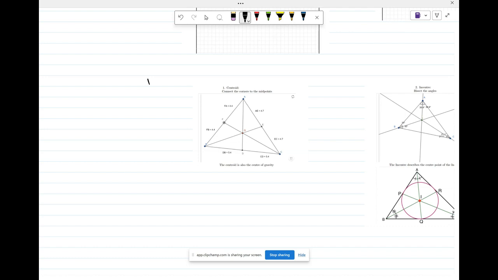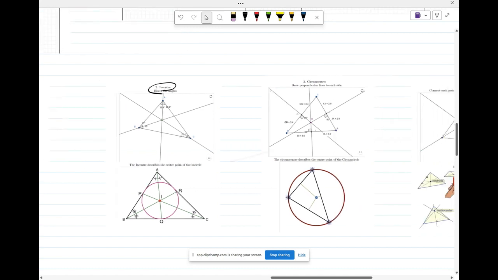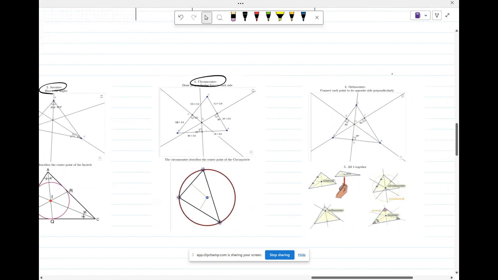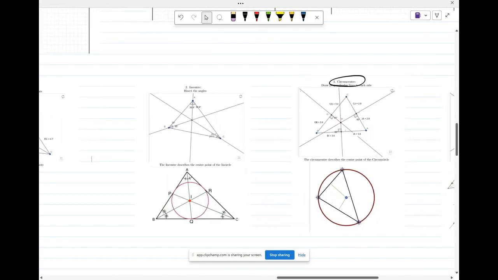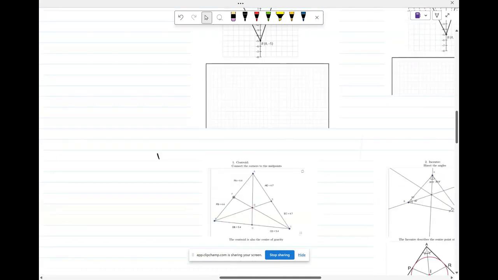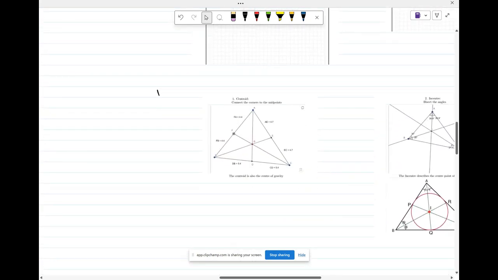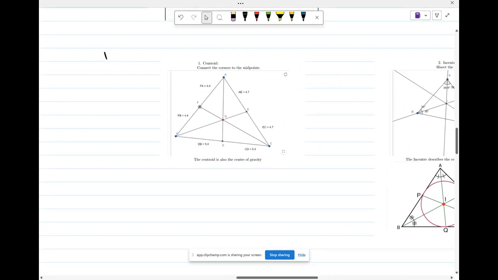But okay, so basically, there's 4 centers to a triangle. Well, there's 4 that you need to know about. There's one called the centroid. There's one called the incenter. There's one called the circumcenter, and there's one called the orthocenter. And you need to know how to construct all of them. And as you'll see up here in this question, you don't need to construct it, but you need to know what it looks like. Or actually, you kind of do need to know how to construct it. But anyway, I'll just run through them.